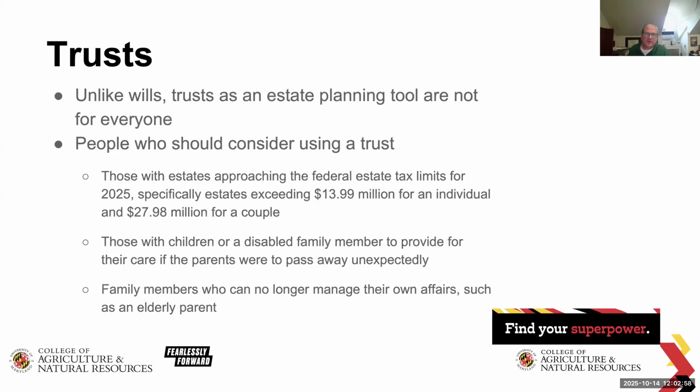For this year, it's 13.99 million for an individual. It's 27.98 million for a couple. So we may look at it then if we're getting close to those estate tax limitations. For next year, it's 15 million. It goes up based on inflation each year, and the IRS releases it around Thanksgiving time each year, what that new limit's going to be.